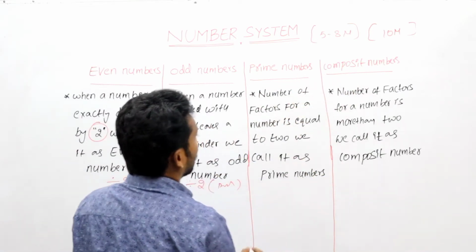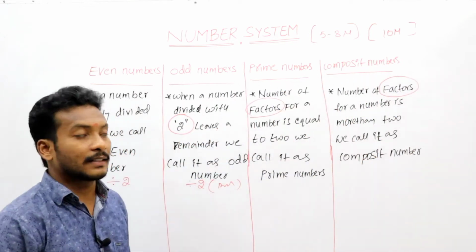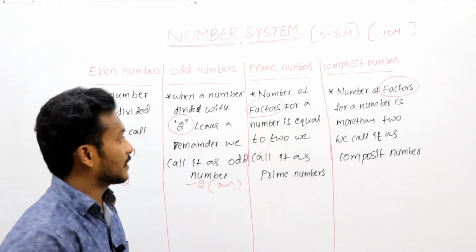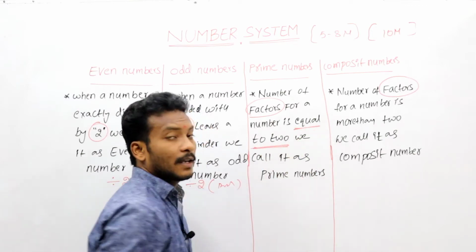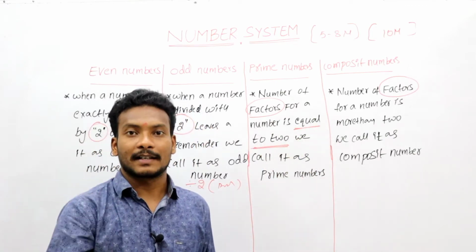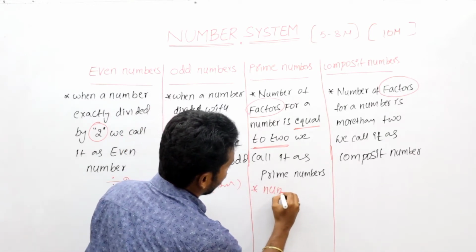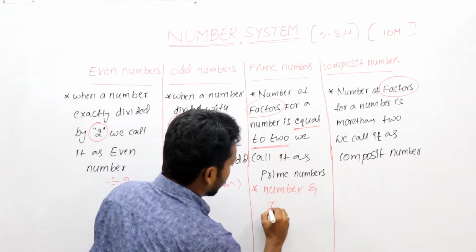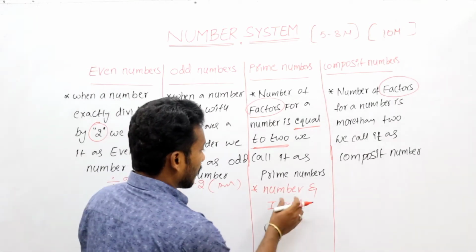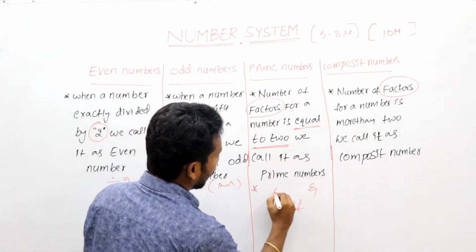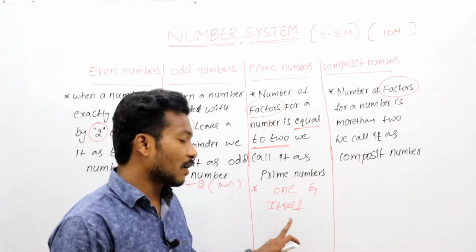Only that one is the number of factors. The number of factors for a number is equal to 2. Equal to 2 means 2 factors, that is, the number and itself. The factors are 1 and itself. Only the factors are 1 and also itself.